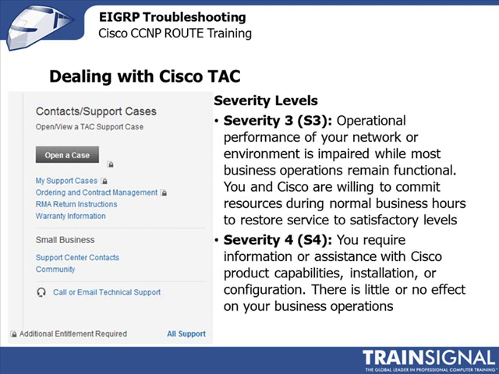Severity 3 is network is impaired. The operational performance of your network is impaired, but most business operations proceed as usual. You and Cisco are willing to commit resources during normal business hours to be able to restore service to satisfactory levels. And finally, severity 4, which really isn't severity at all.